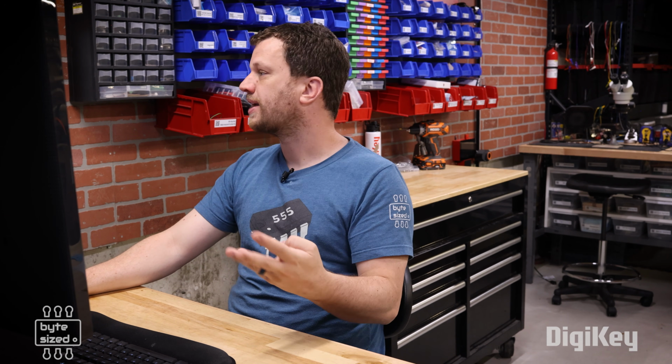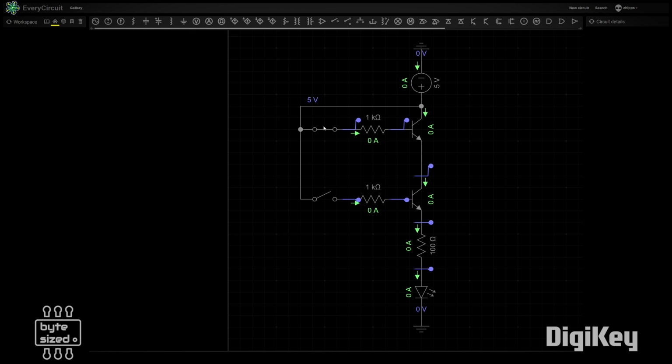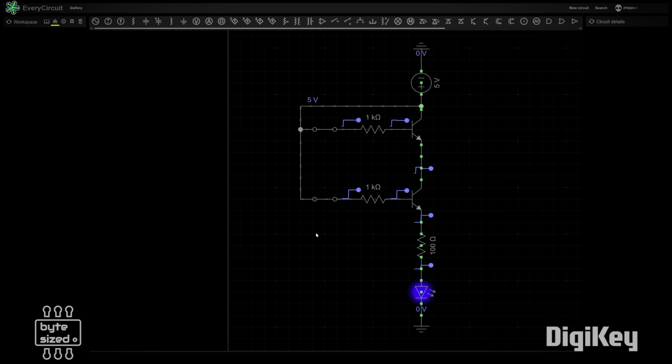So I've got 2 different switches, which means there are 4 different states. I'm gonna close the first switch and the LED remains off. I'll open the first one and then close the second one. The LED is also off. But what happens if I close both switches? All of a sudden the LED turns on. That's kind of interesting. Okay, so let's move on to the OR gate.